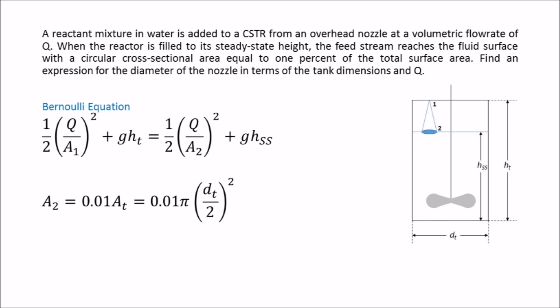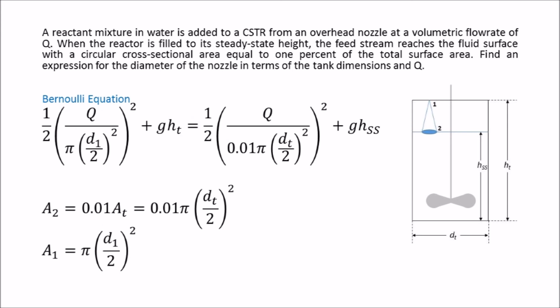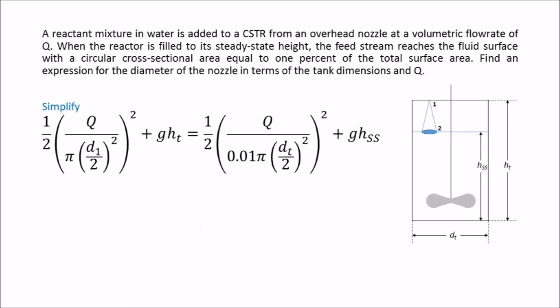So we can substitute for A2 in terms of the tank diameter, and we can substitute for A1 in terms of D1, the nozzle diameter. This gives us an expression solely in terms of Q, tank dimensions, and our desired value D1. At this point, all that remains is to simplify and get an expression for D1.